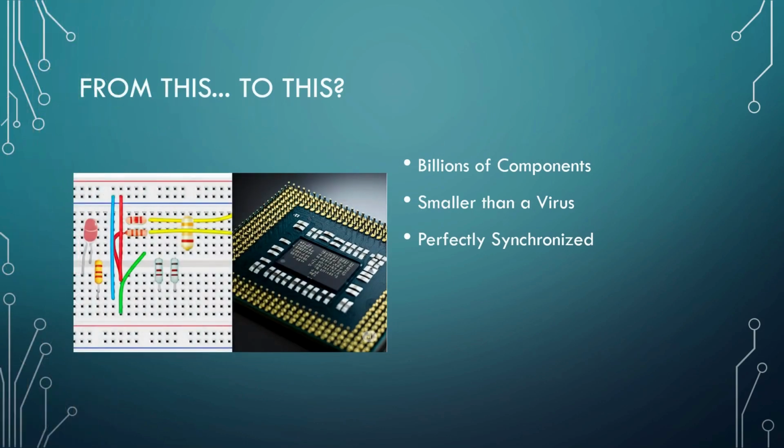In the olden days of electronics, we could build simple circuits by hand on a breadboard like this. But today, we are dealing with chips that have billions of components, which are smaller than the size of a virus. And every single part has to be perfectly synchronized with the others. Manually building that kind of circuit is impossible. That's why the entire industry relies on powerful software called EDA tools, or electronic design automation tools, to do this heavy lifting.